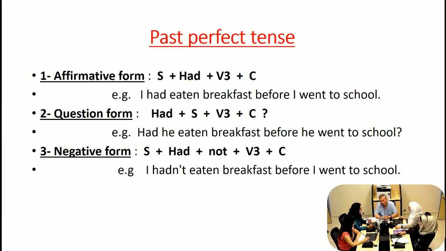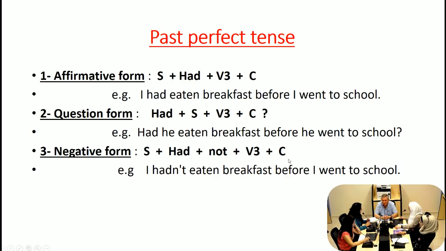In the question form, we start with the auxiliary verb had. After that, the subject and past participle with the complement of the sentence. Example, the same sentence: Had he eaten breakfast before he went to school? In the negative form, because we have an auxiliary which is had in this case, we start with the subject, had. After that, we use not and past participle with the complement of the sentence. I hadn't eaten breakfast before I went to school.